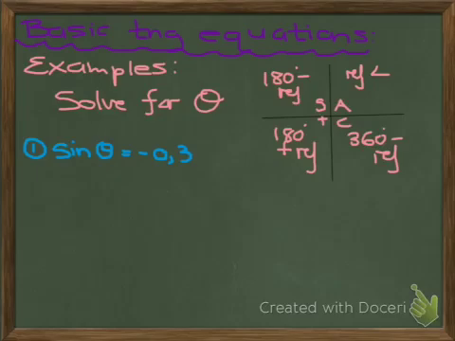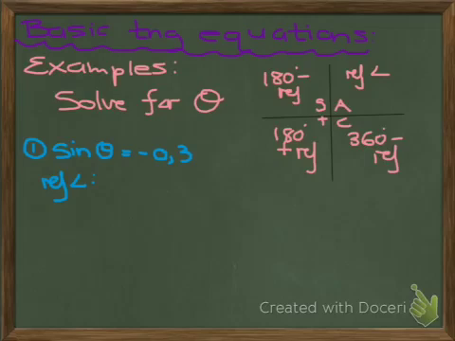Sine theta equals negative 0,3. Now, the first thing I need to do is find my reference angle or key angle. This is not theta itself. This is just an acute reference angle. To find this angle, you're going to press Shift sine on your calculator and enter 0.3. Now ignore the negative. The negative will not help you find your angle. It will only dictate which quadrants we look at.